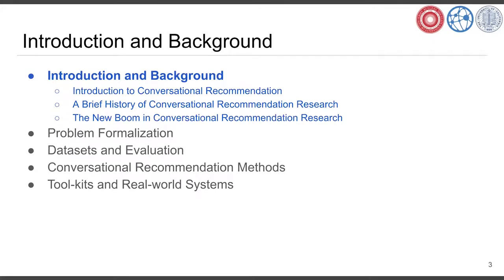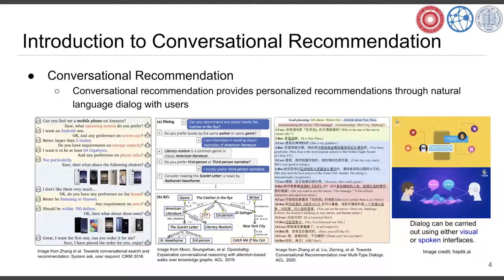So first, an introduction and background of this tutorial. Conversational recommendation provides personalized recommendations through natural language dialogue with users. The dialogue could either be conducted based on visual interfaces, such as the left three figures, where the user chats with the agent through natural language dialogue in this chat box, or it could be conducted using a spoken interface so that the user and the agent can talk with each other directly through voice channels.